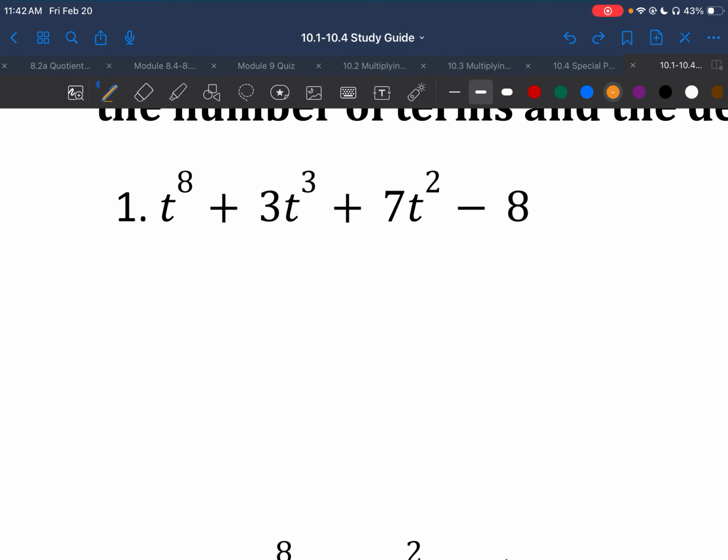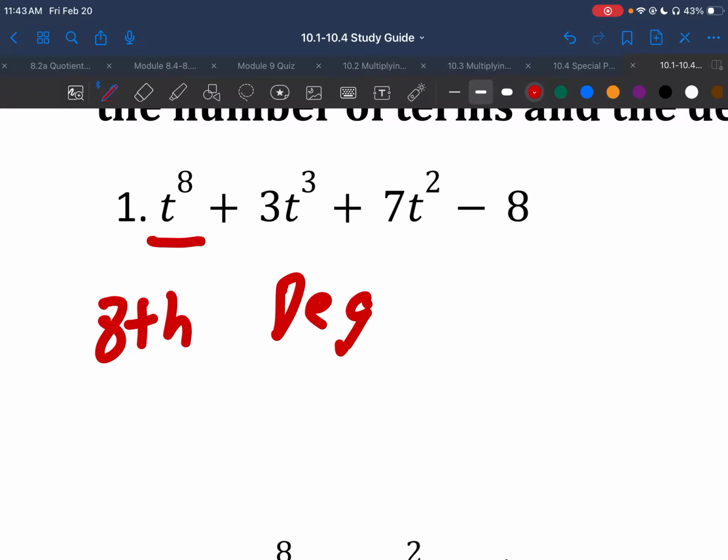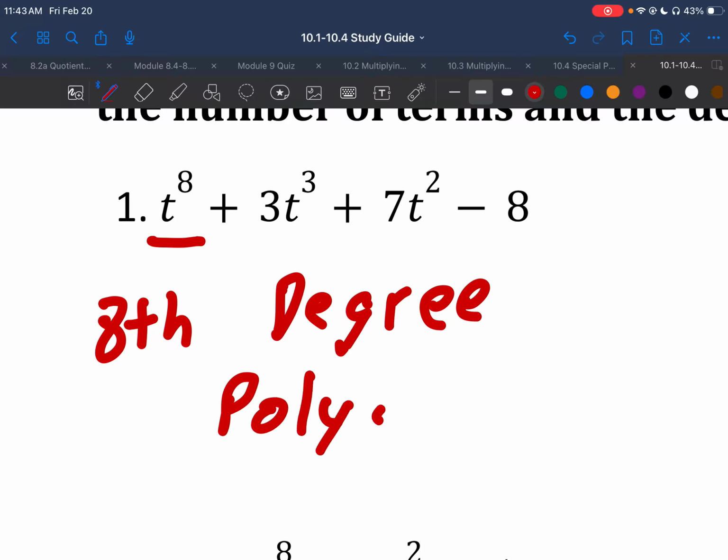So our first one is already in standard form. We have decreasing order of our exponents, so we just need to classify. Our highest term is an 8 for the exponent. So this is an 8th degree. And we have 4 terms, so it's just going to be a polynomial.